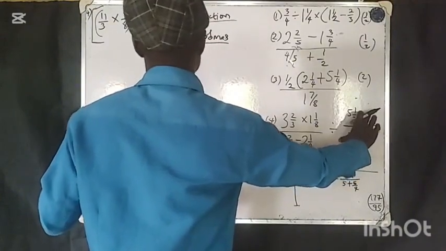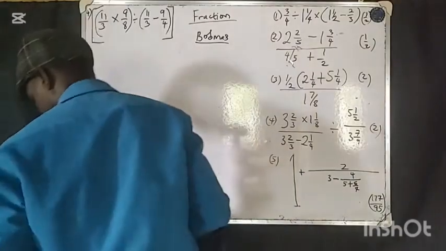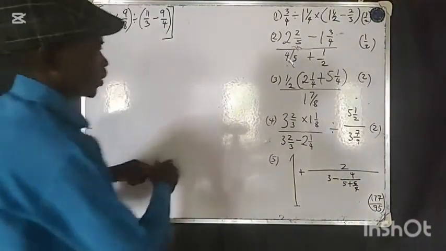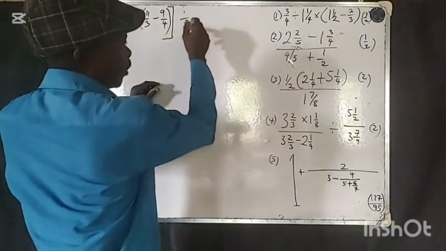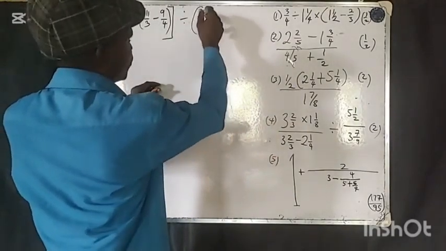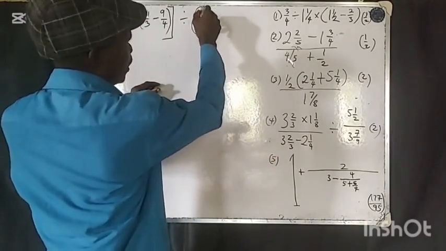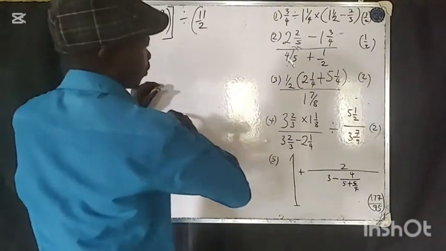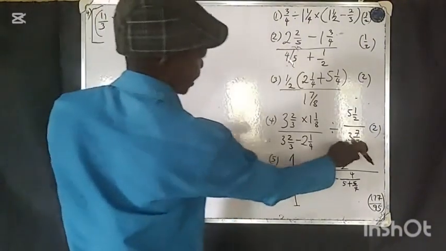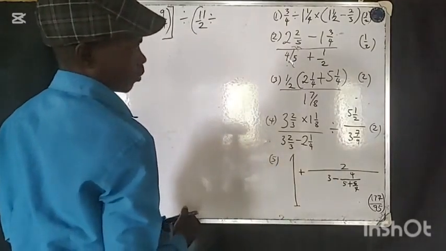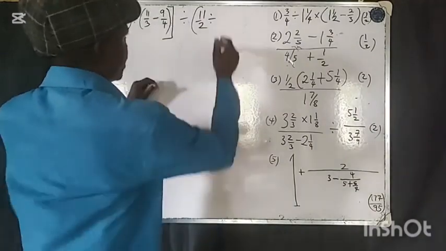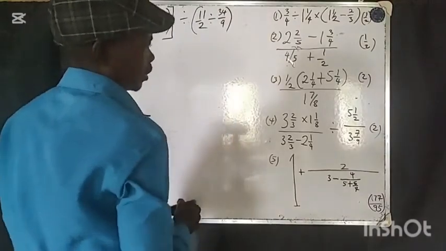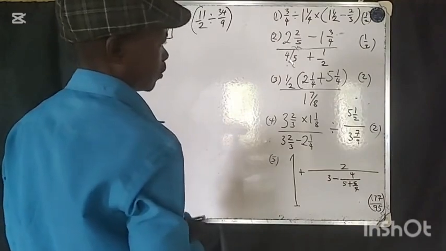Then everything is being divided by this one on this side. So in that case, let's rub off this one to give us space. In that case, we are going to write divide by this one, which is 5 over 2. That will be 11 over 2. 2 times 5, that's 10. Plus 1, that's 11 over 2. Divide by 9 times 3, that's 27. 27 plus 7, that will be 34. 34 over 9.